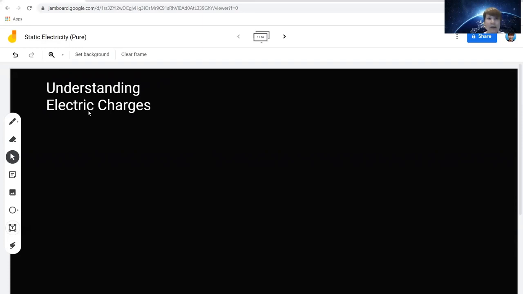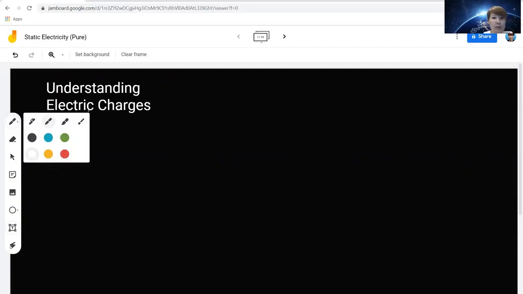Okay, let's start by understanding what electric charges are. First and foremost, let's dive into what an atom is. So what is an atom? This is something that you're very familiar with.